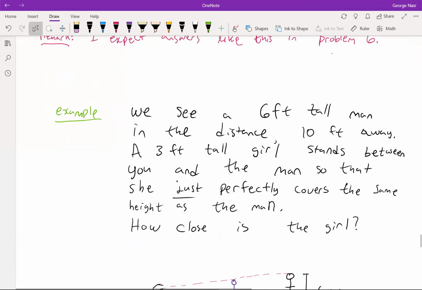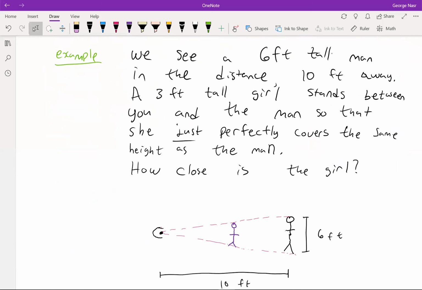Okay, let's do one more example. We see a 6-foot tall man in the distance, and we know this time how far away he is. By the way, this is the example that messed up my wording of the prior problem. A 3-foot girl stands between you and the man so that she just perfectly covers the same height as the man. So you're imagining that she is standing at a certain distance so that she blocks the man perfectly. That's how close she is to you, that you can't see the man in the distance anymore. So it's like the same idea as the thumb, but instead of a thumb, we have this girl. The question is, how close is the girl?